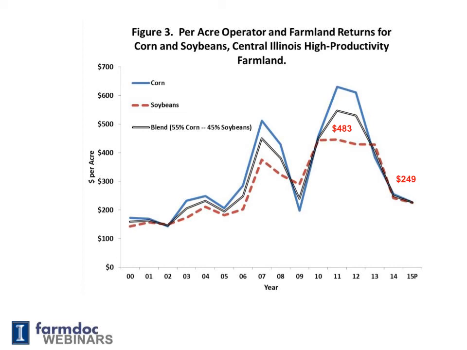Operator and land returns then declined to $249 per acre in 2014. We are projecting a further decline into 2015. There we're expecting $226 of operator and land returns in 2015. Obviously, this operator and land return is what is left to be split between the farmer and the landowner. $226 per acre is a lot less to split than $483 per acre.